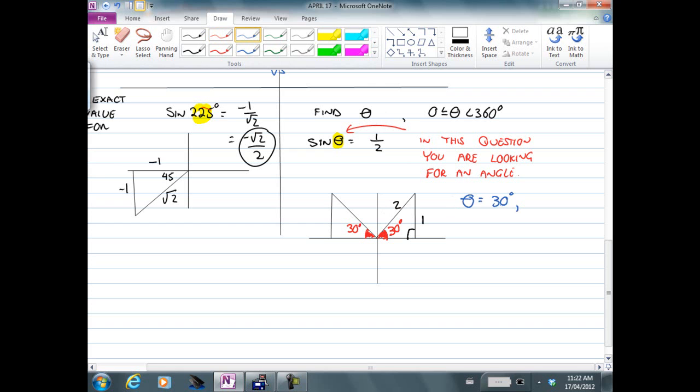150. See, a lot of people say, Mr. Snow, where did 150 come from? Theta, remember, is from the initial arm. I'm going to highlight for you. Theta is from the initial arm to the terminating arm. That's theta. So I have two answers. 150 and 30 degrees.